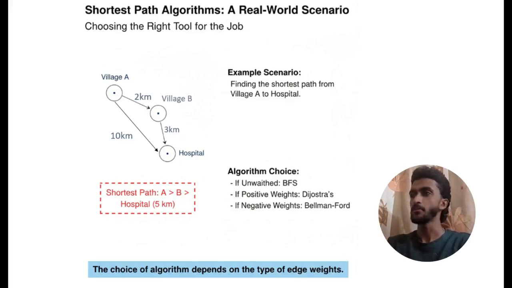If this graph is unweighted, we can use BFS. If it has positive weights, we can use Dijkstra's algorithm. And if there are any negative weights, we can use the Bellman-Ford algorithm.